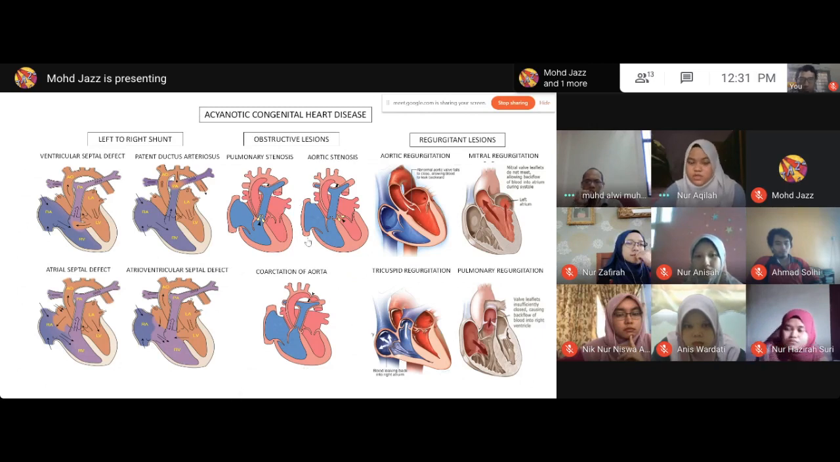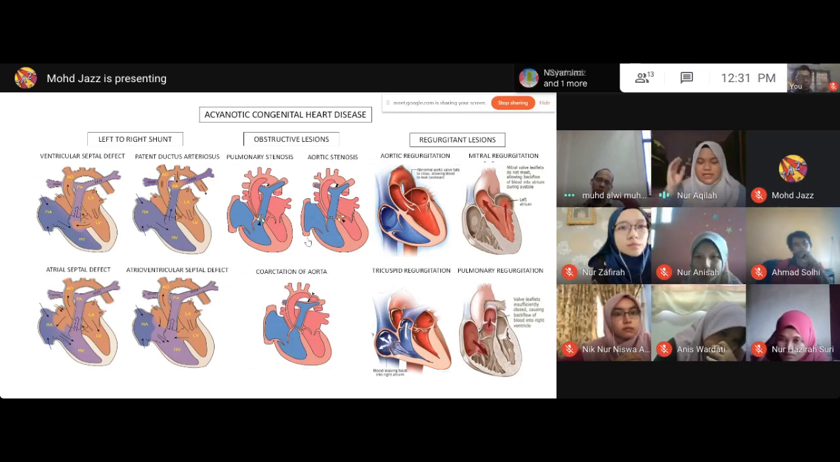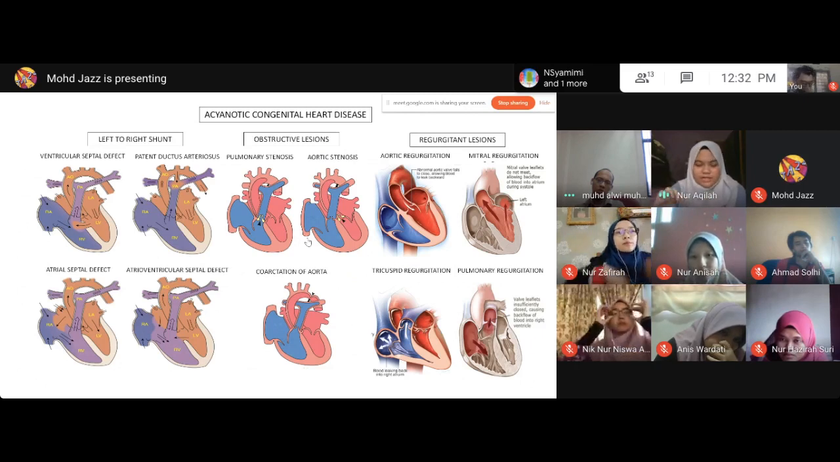So first, we will talk about coarctation of the aorta, in which there is narrowing of the aortic arch. It can be from the aortic arch down until the bifurcation up to the iliac artery. So therefore, we need a CT thorax to identify where the narrowing ends are.